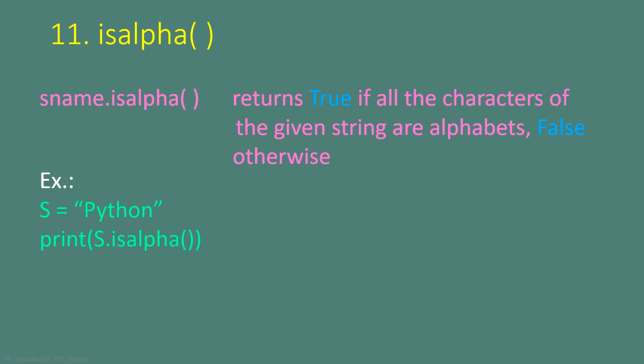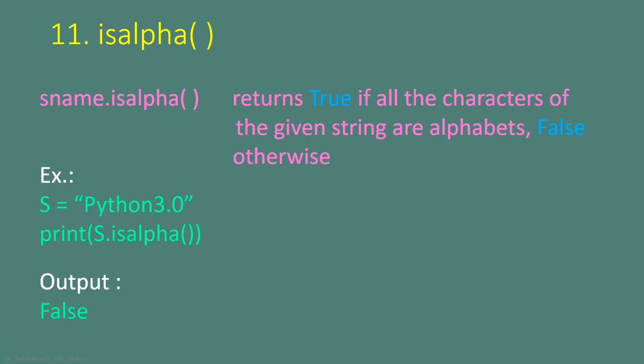Let's see an example. s is equal to "Python", in which all the characters are from alphabets. Now, if we check s.isalpha(), it returns true. Let's see another example. Let s is equal to "Python 3.0". Here we have alphabets, numerals and a special character, the period. If we check whether s.isalpha(), then we will be getting the result as false.